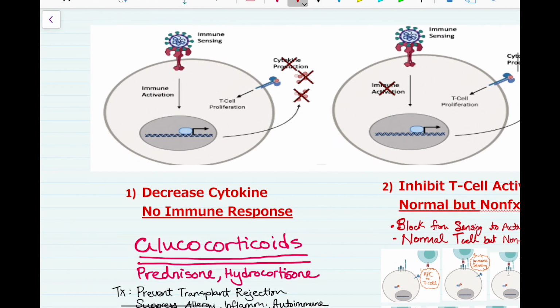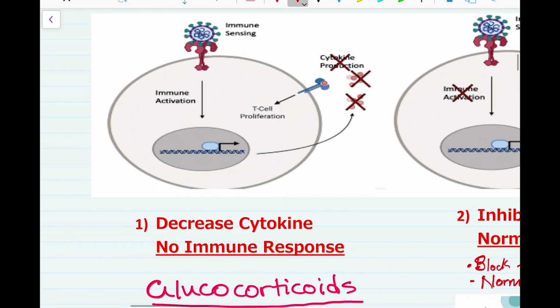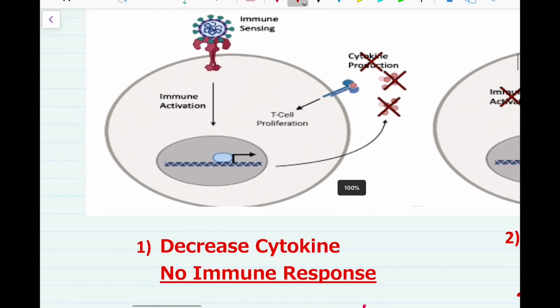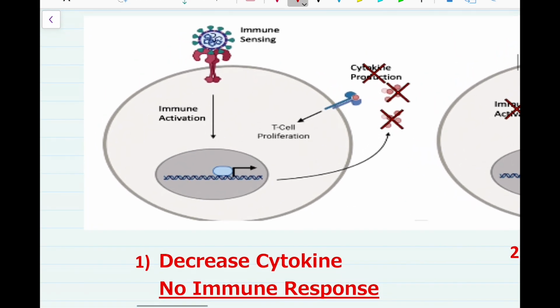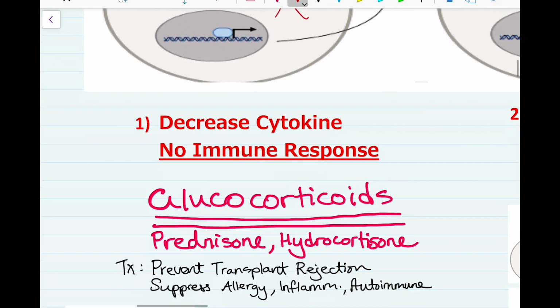Once again, the first mechanism of action we're talking about is decreasing of the cytokine, meaning there will not be an immune response. So that's what we're doing here. No cytokines, meaning there will not be any T cell proliferation.